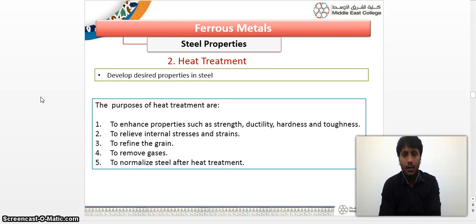Coming to steel properties, the second one is heat treatment, which develops desired properties in steel. The purposes of heat treatment are to enhance properties such as strength, ductility, hardness and toughness, to relieve internal stresses and strains, to refine the grain, to remove gases, and to normalize steel after heat treatment. These are the five points which are the purpose of heat treatment for steel.